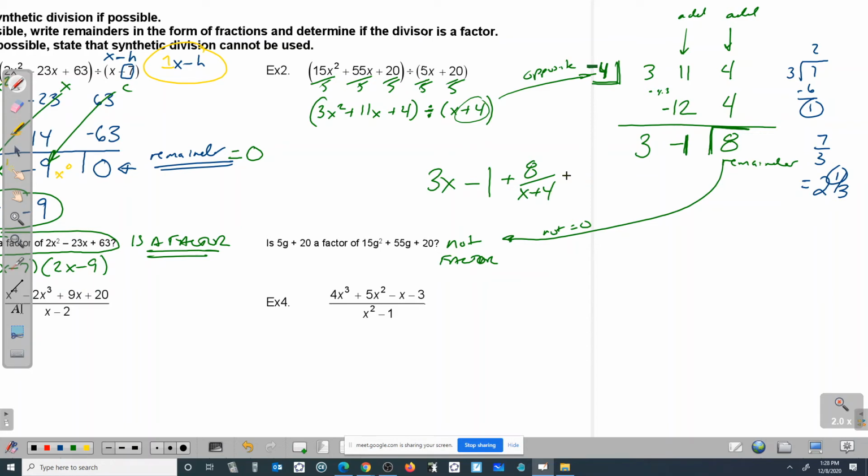Now one could argue we started with 5x plus 20. But if you want to do that, then I'm going to have to force you to multiply the top by 5 and the bottom by 5. And do you really want to have to do that extra work? Nah, we'll leave it just the way it is.